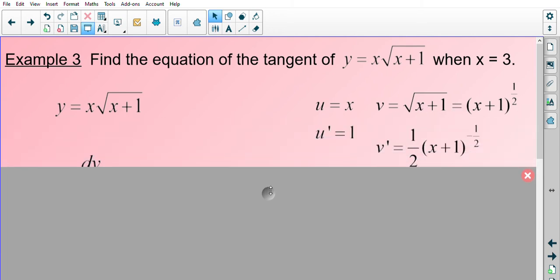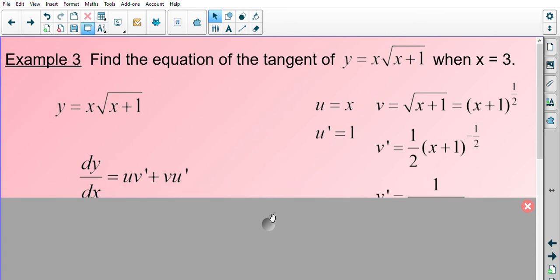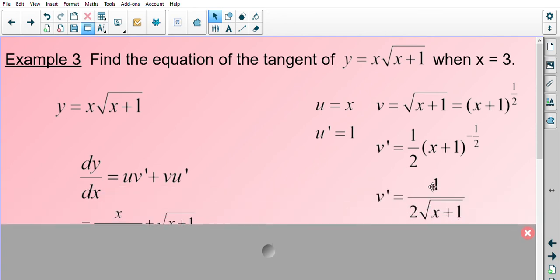So differentiating both of them first. Well, x just becomes 1, so my u prime is 1. I'm going to use prime notation for this just to show you how it would work. If I differentiated this, a half would come down, then for the power on the top, you take 1 off, which would be negative a half, but I can rewrite that as 1 over 2 multiplied by the square root of x plus 1. So this is what my v prime would look like.